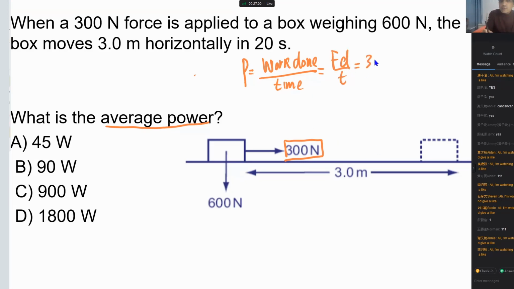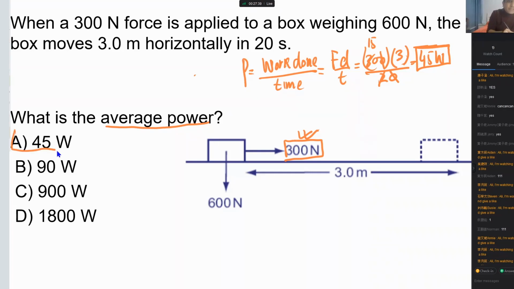So the force is 300 newtons and the distance travelled is 3 meters and the time taken is 20 seconds. So we can cancel this 0 with this one, and 30 we can cancel it too. So we got 15. 15 times 3 means 45. So 45 watts is the power, the average power we can calculate using this one. So this is the average power. It means energy has been transferred at 45 joules per second. So this is what is meant by power.